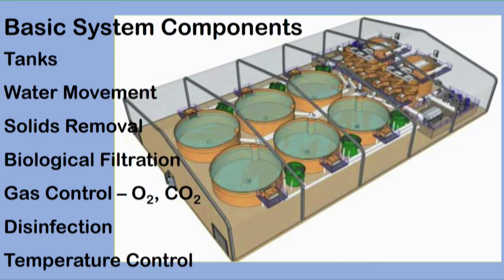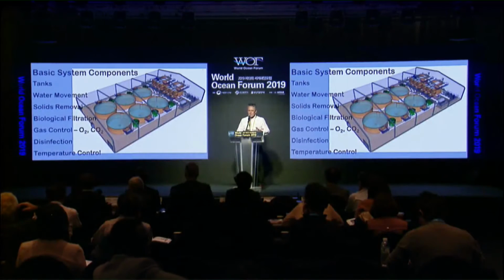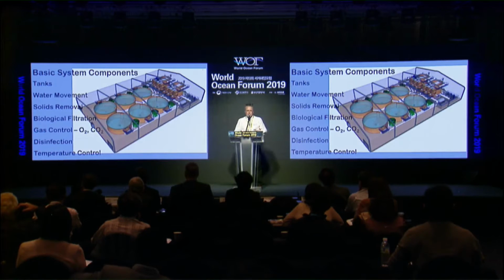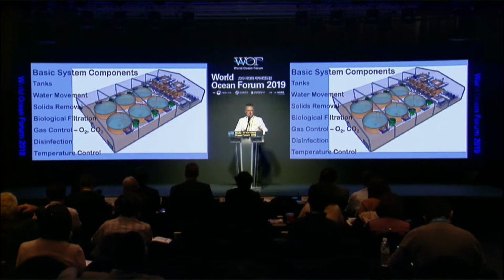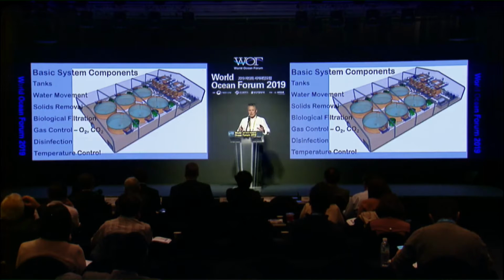As our previous 2 speakers presented, there's some basic system components to an RAS, right? There's the tanks. We have to move the water. We have to remove the solids. We have biological filtration for the ammonia removal. We have to control our gases, which is our CO2, the respiration of the fish, and we have to make sure there's adequate oxygen in the water for the fish. Then there's disinfection and temperature control.